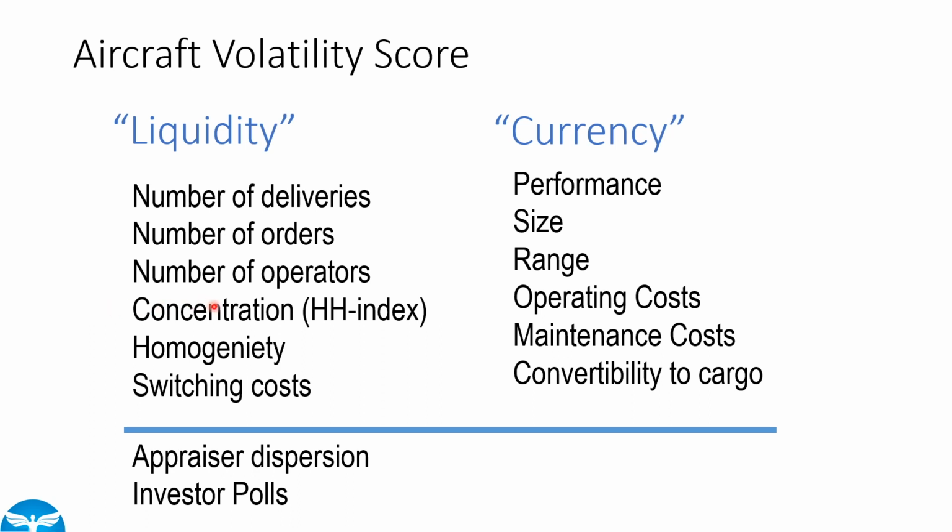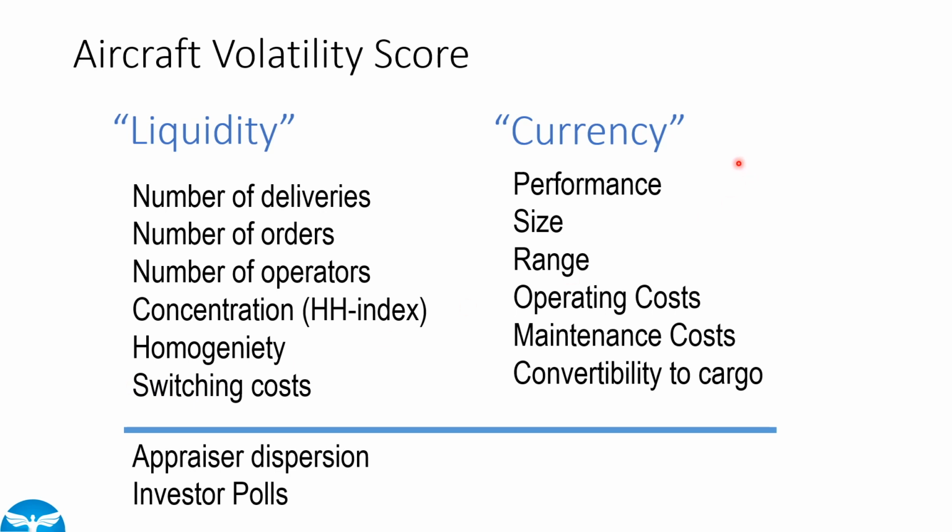So diversity in operators is very important. The homogeneity of the airplane is important. If you have an airplane with 3 different engine selections and a lot of different cockpit instrumentations, that is bad, because it means that the airplane is not going to be as easy to move from one operator to another. And the switching cost as a whole, of course, is very, very important.